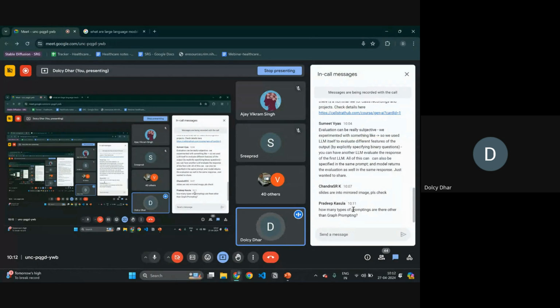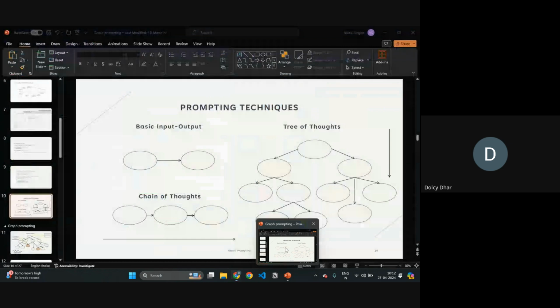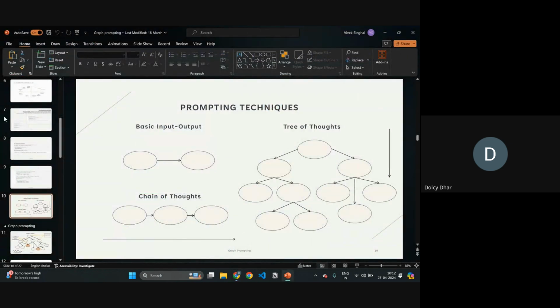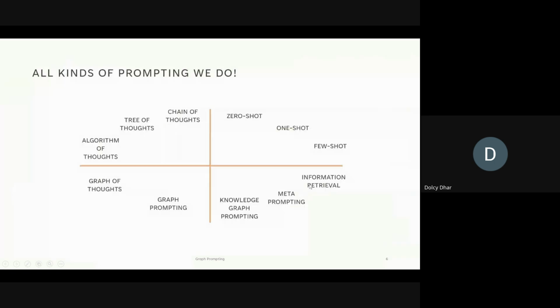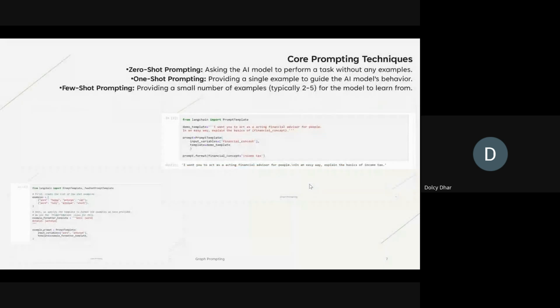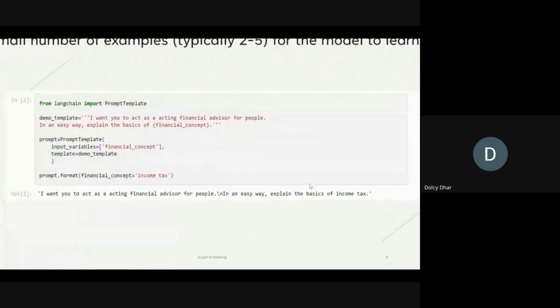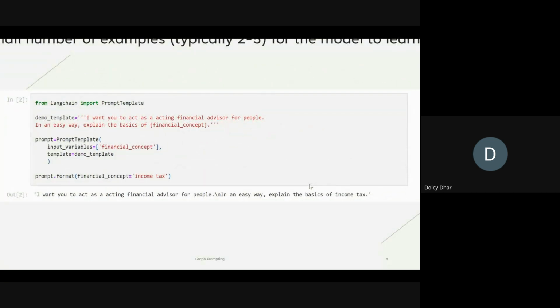How many types of prompting are there other than graph prompting? So yeah, the ones that I showed you, these are the types of prompting that we do these days. Anyway, we'll be sharing the PPT with you, so you guys can check it out there.